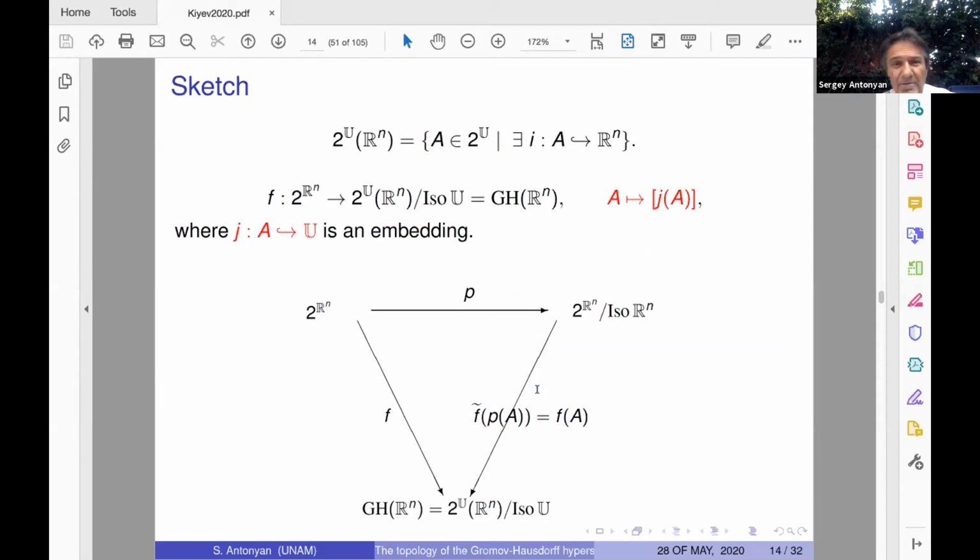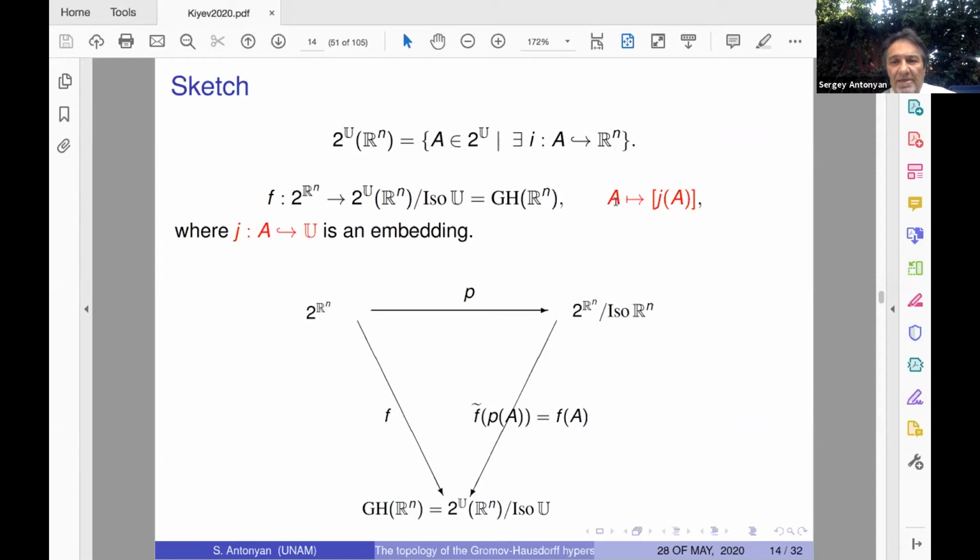And I think there are some details here. Let me sketch briefly. We consider inside of the hyperspace of Urysohn space those elements which are embeddable isometrically into the Euclidean space, and then define the function f from here to the Gromov-Hausdorff Rn by this formula.